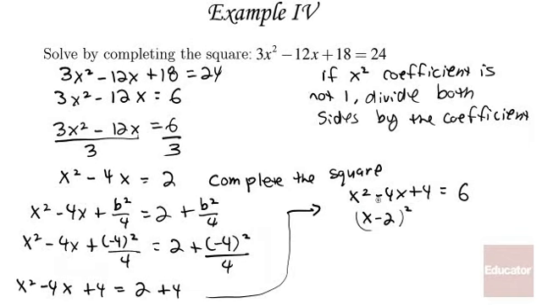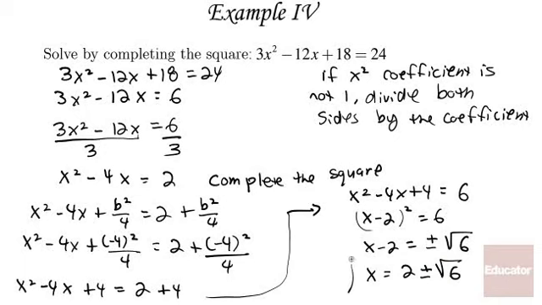It's a negative 2 because the middle term's negative. And I'm going to find the square root of both sides. So x equals 2 plus or minus the square root of 6.